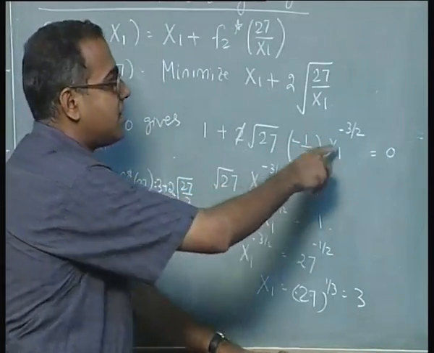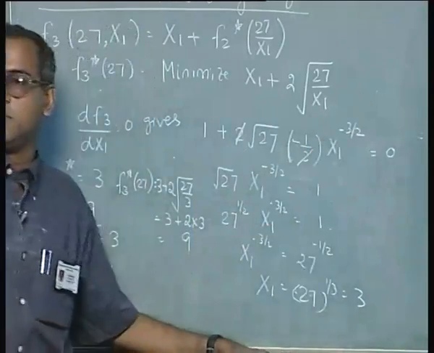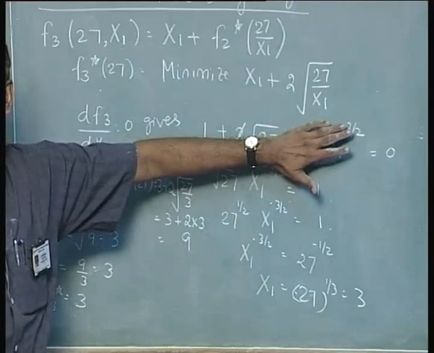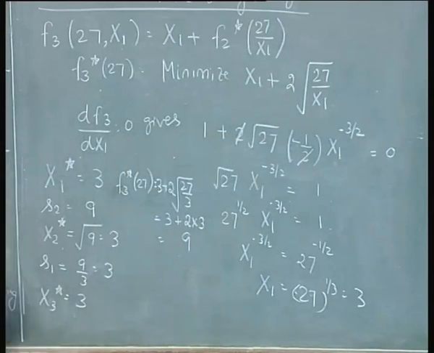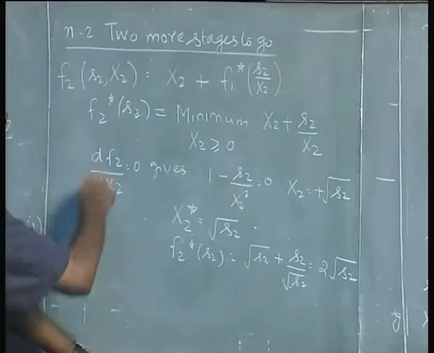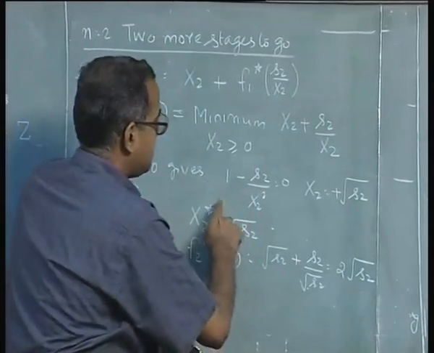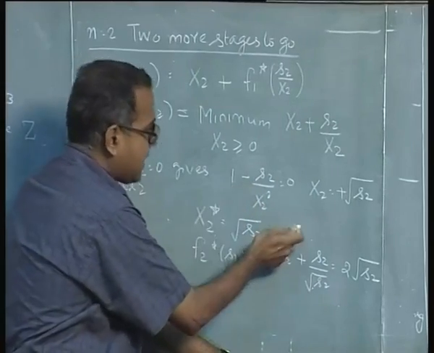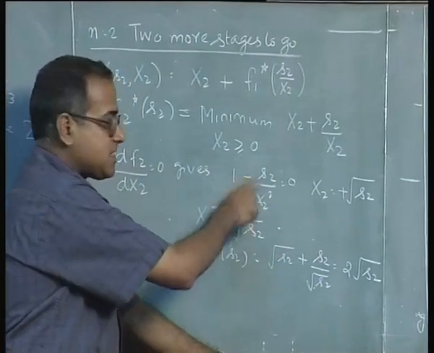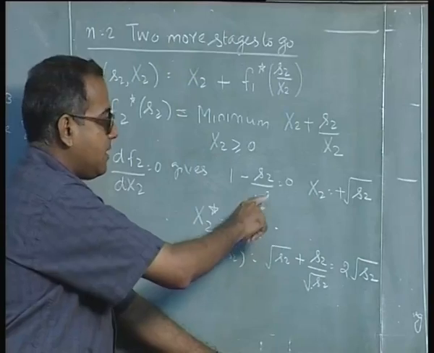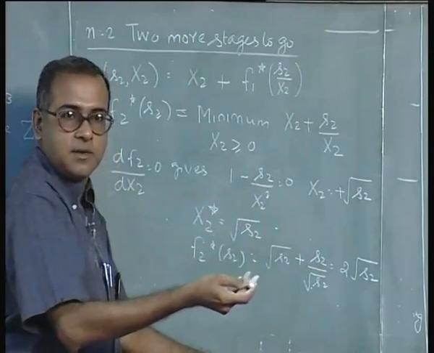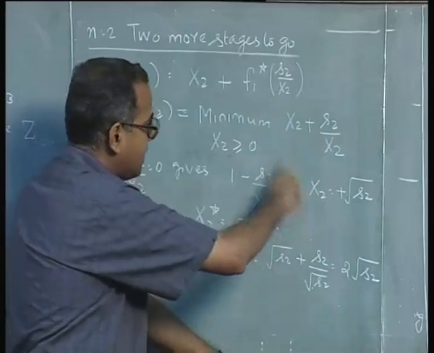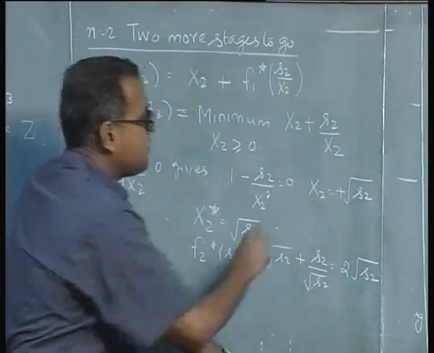When x1 is positive, x1 to the power of the negative term is also a positive number. So the second derivative is positive, indicating that it is a minimum. Here again, setting the first derivative equal to 0 gives us 1 minus s2 by x2 square equal to 0. If we take the second derivative, we would again have a plus term coming in, and x2 to the power of something is again a positive term. So here again this value of x2 minimizes this.